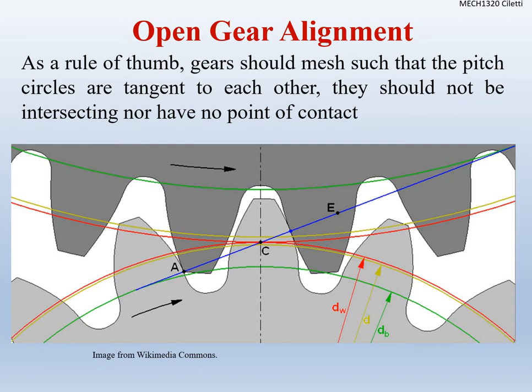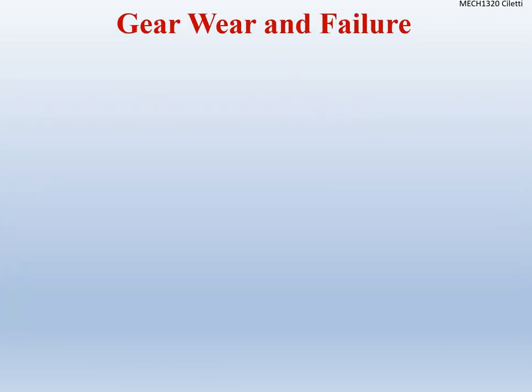Moving forward here, as a rule of thumb, gears should mesh such that the pitch circles are tangent to each other, and they should not be intersecting nor have no point of contact. I've mentioned this multiple times. I just want to make sure that you guys understand this when we align gears, especially in your labs.